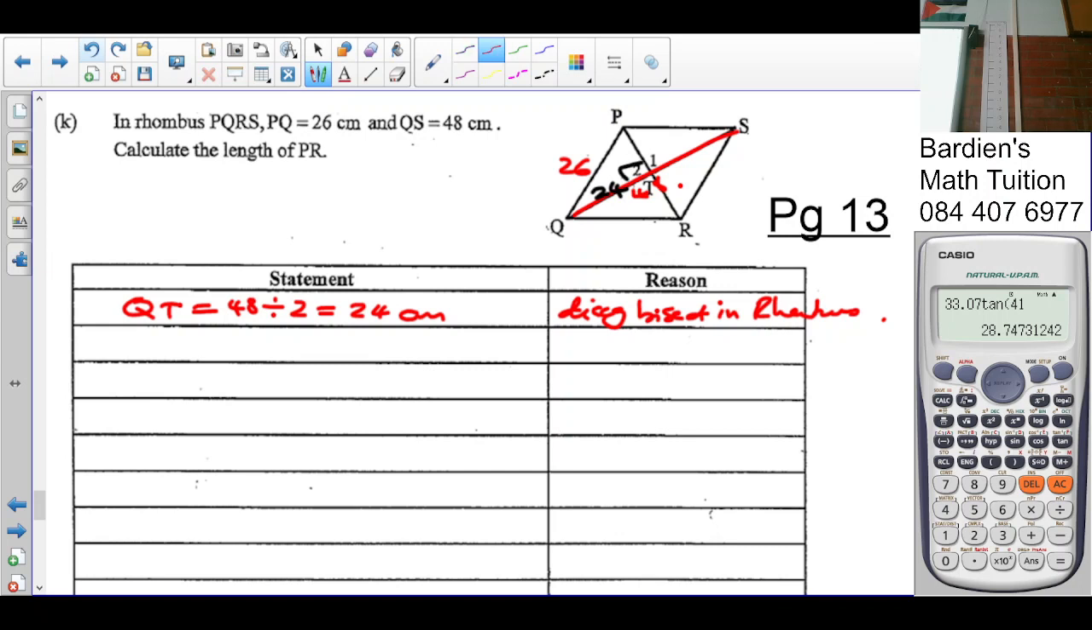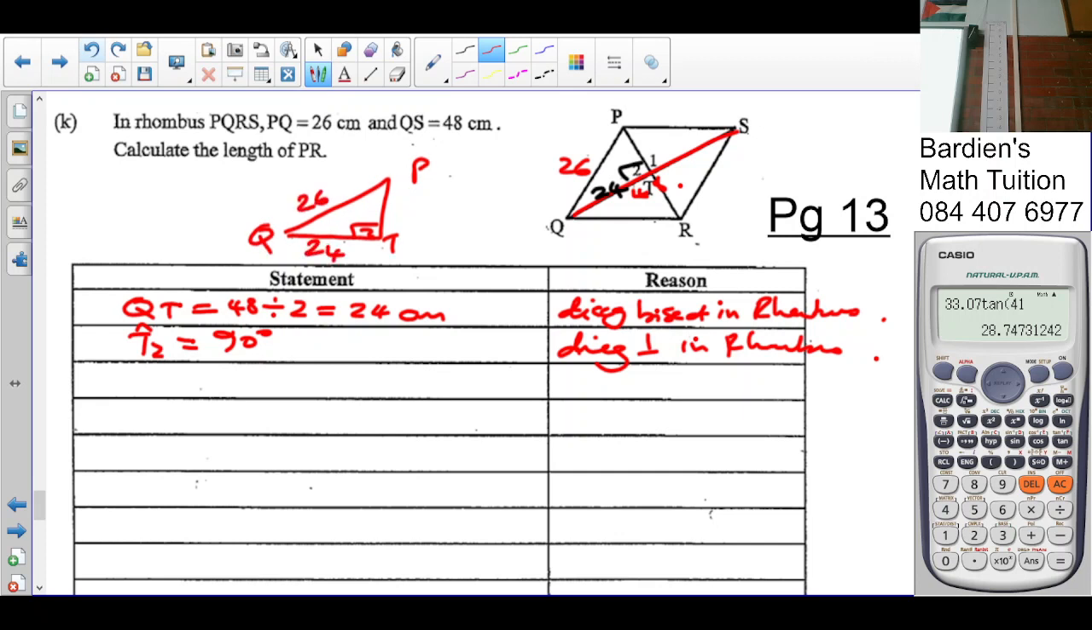There are three shapes where the diagonals are perpendicular: rhombus, square, kite. Those are the three. So we say T2 is equal to 90 degrees. Why? Because the diagonals bisect each other perpendicularly in a rhombus. Now we have a triangle looking like this: T2, P, Q, 26, 24.